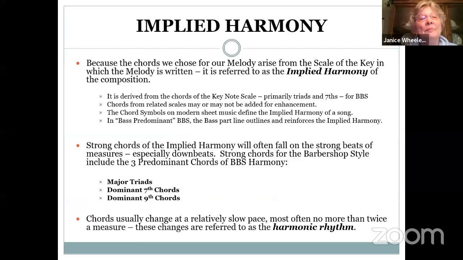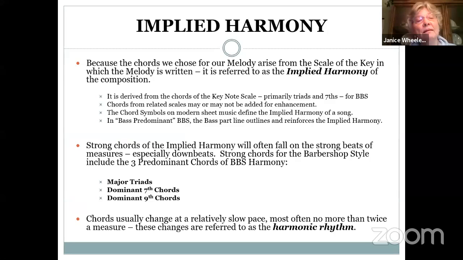Because the chords we chose for our melody arise from the scale of the key in which the melody is written, it's referred to as the implied harmony of the composition. That implied harmony is derived from the chords of the keynote scale, primarily the triads and sevenths of barbershop. And those, of course, are the chords that we found previously. The chords from related scales may or may not be added for enhancement.